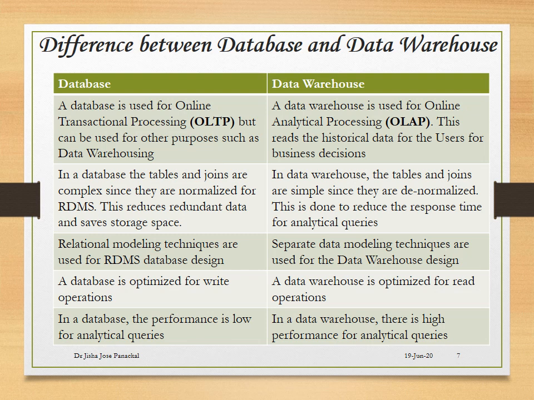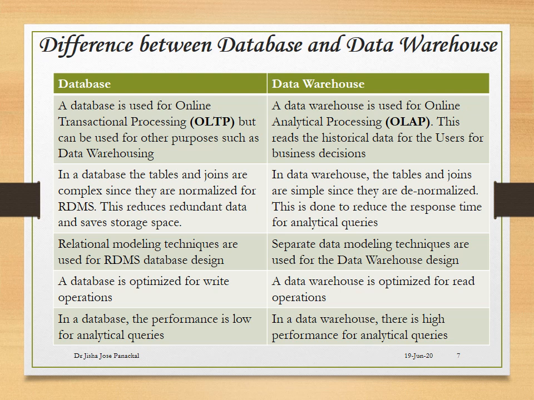Okay, this table shows the difference between a database and a data warehouse. I already told you that a data warehouse is a database that is used for reporting and analysis. But it doesn't mean that a database can always be a data warehouse. It can be used to create a data warehouse. A database is used for online transaction processing, and it can be used for creating data warehouses. But on the other hand, a data warehouse is used for analytical purposes, or online analytical processing. This reads the historical data for the users for business decisions.